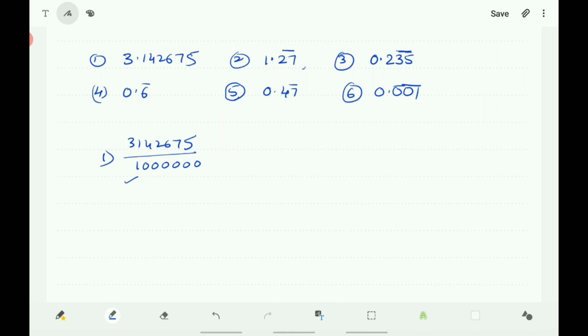In this way, by seeing the situation and the condition, you can convert the given recurring decimal or non-recurring decimal to the form of P by Q.